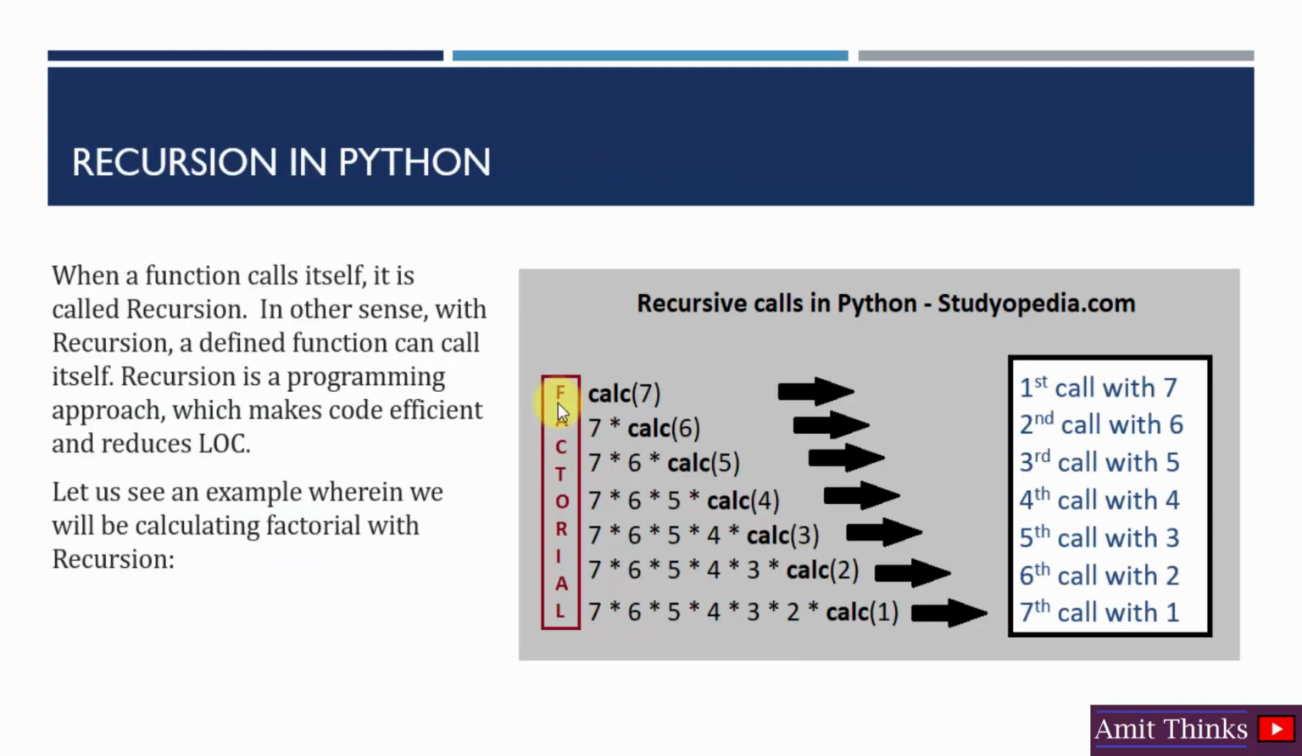Now let's move further towards recursion. Recursion means when a function calls itself, it is called recursion. This allows you to reduce the lines of code in your program, because the function calls itself, that means we have reduced the LOC by our coding logic, and that also makes your code efficient. Herein we can easily understand recursion using the factorial example, which we'll just see.